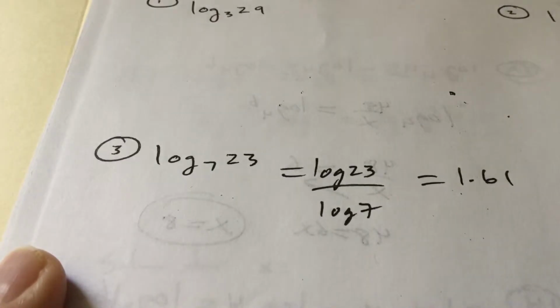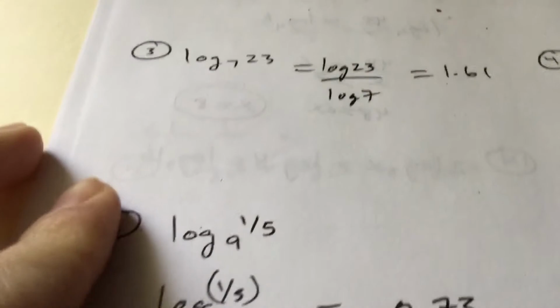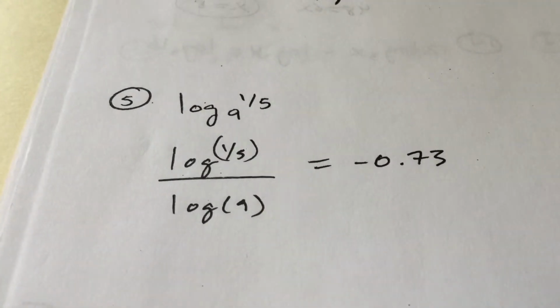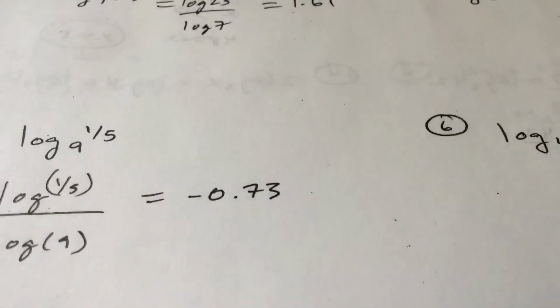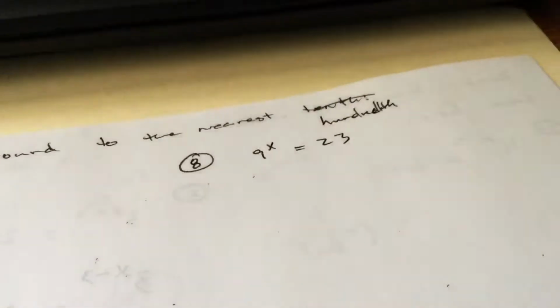Anyway, log base 7 of 23 is log 23 divided by log 7. All right. Log base 9 of a fifth is log of a fifth divided by log of 9. Anyway, round those to the nearest 2 decimals. All right, round to the nearest hundredth there.